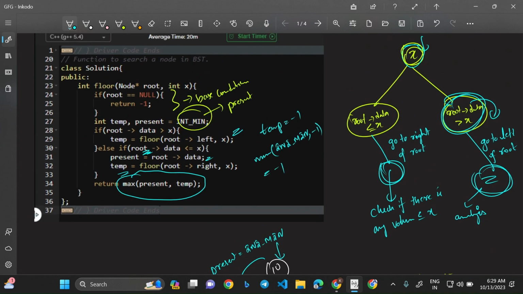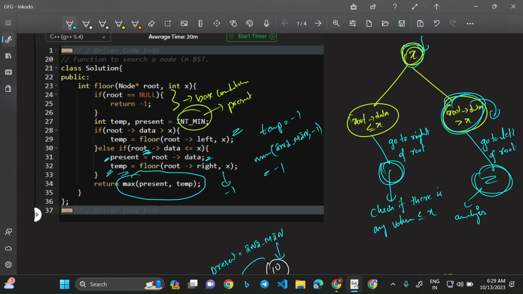So that is how I have coded this. There are only two things: either your root data is greater than x, or your root data is less than or equal to x. If it's greater than x, then go to the left side and check. If it's not, then your root data can also be an answer. So store it in present, go to temp and work on the right side of it. Leave it to the recursion. You'll be working on your right side and getting some answer in temp. So return the maximum among them.